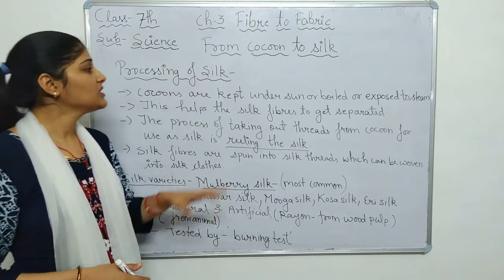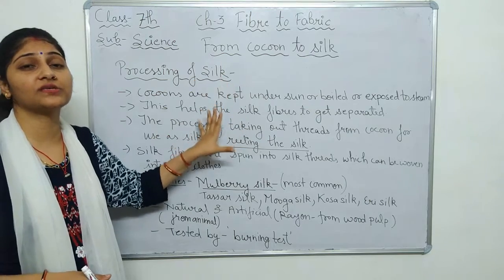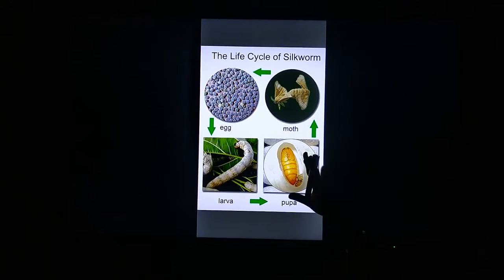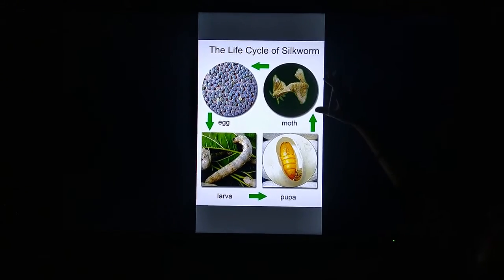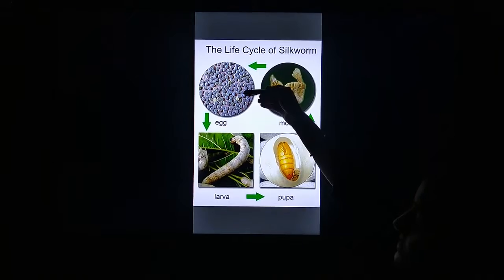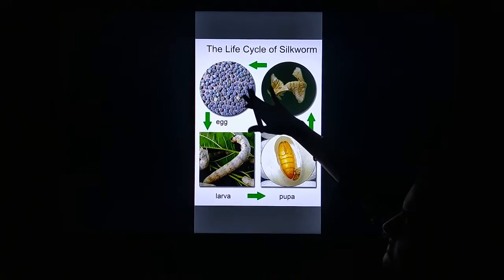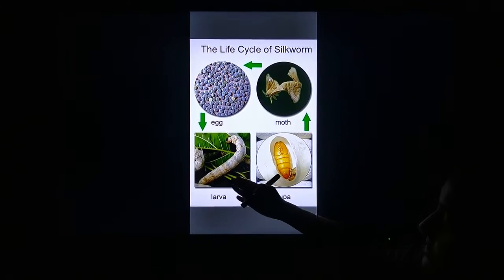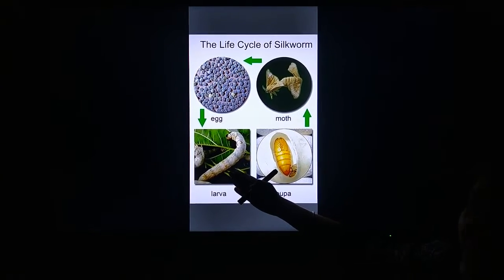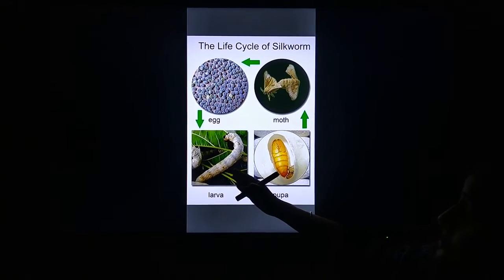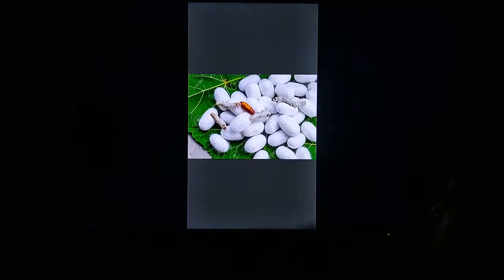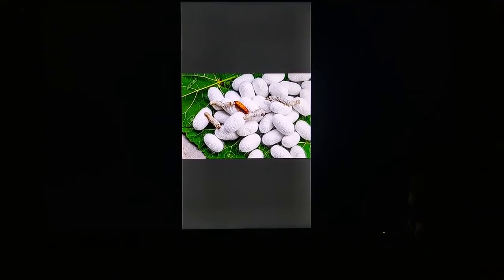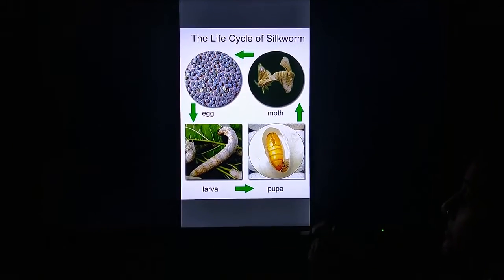Let us now see the life history of this silk moth through diagrams. Here in this picture you can see the life cycle of the silkworm. First in this diagram you can see the number of eggs. Then these eggs hatch and we get the larva, also known as the caterpillar. This larva then forms the cocoon. You can see this is the picture of cocoons. These cocoons are a kind of protein produced by the larva.